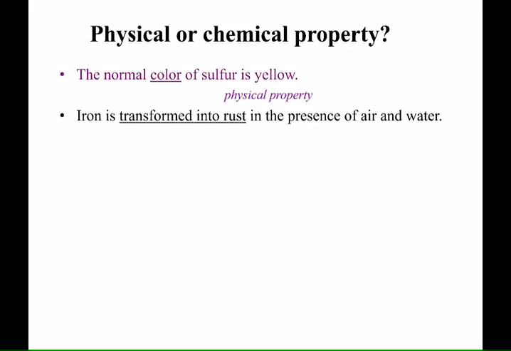The next one: iron is transformed into rust. Now, you may or may not know this, but iron, of course, is Fe. That's the symbol for the element iron. And rust is actually iron oxide, FeO of sorts. So new substances are formed. So the fact that iron can transform into rust must be a chemical property. Dynamite can explode. The fact that you get something different, does this make sense? Then that means that new substances are formed, so that's a chemical property.